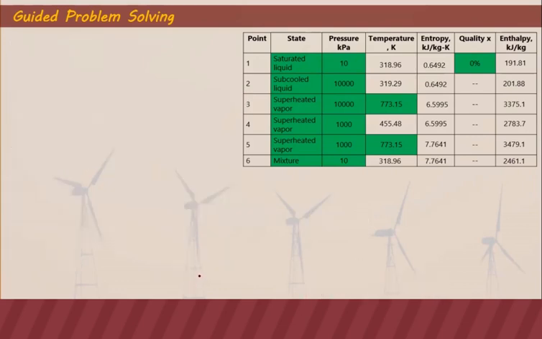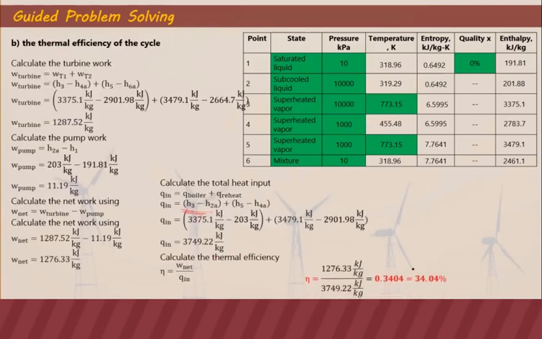We can compute now the thermal efficiency using the formula work net over heat input. So the thermal efficiency is equal to 34.04%. So the thermal efficiency of this reheat Rankine cycle is 34.04%.